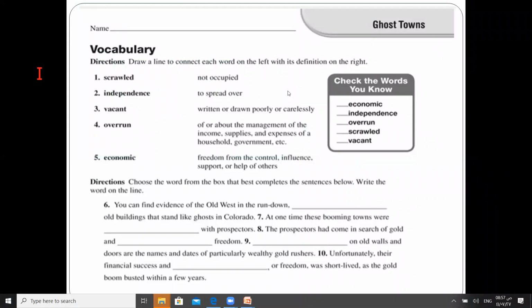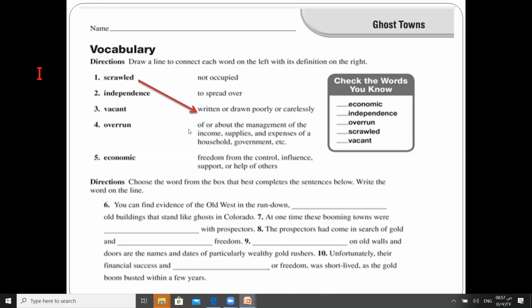Page 362. Now, draw a line to connect each word on the left with the definition on the right. What is scrawled? Teacher, can I answer? Yes, answer please. Written or drawn poorly or carelessly. Excellent. Very good, Sarah. So, written or drawn poorly or carelessly.